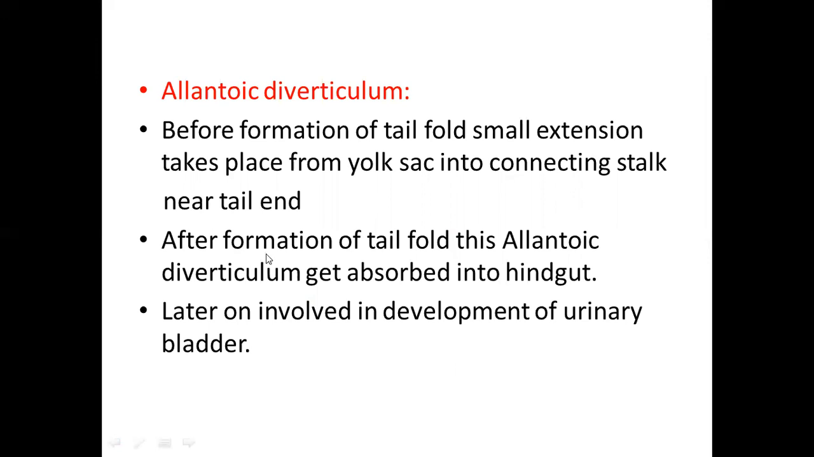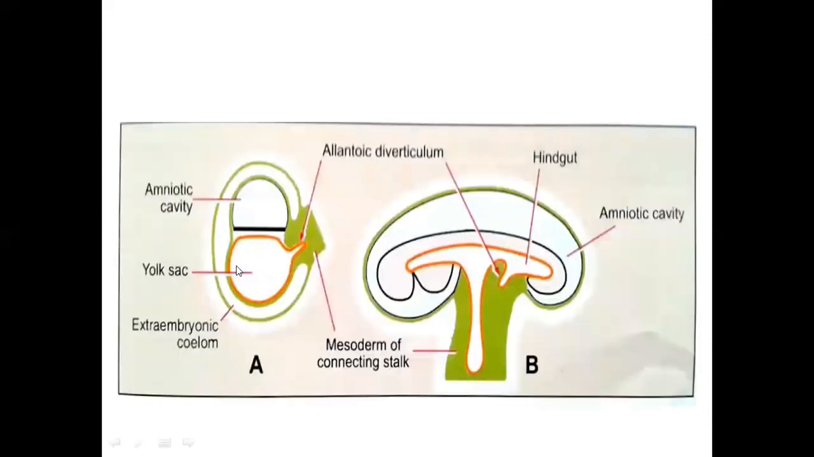It is nothing but an out-pouch-like structure coming from the yolk sac. It is going into the connecting stalk. And later on, after formation of the fold, it comes to the ventral aspect and gets absorbed into the hindgut. In the diagram you can see here, this is the amniotic cavity, this is the embryonic disc, this is the yolk sac, this is the connecting stalk. So the structure from this yolk sac going into the connecting stalk is called the allantoic diverticulum.